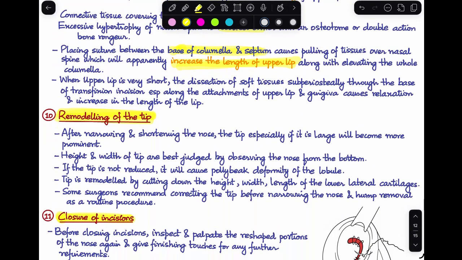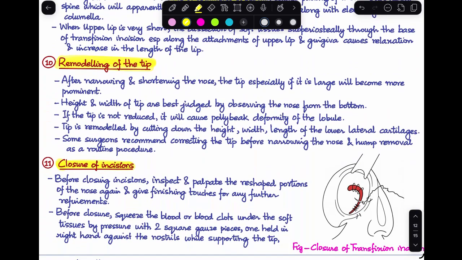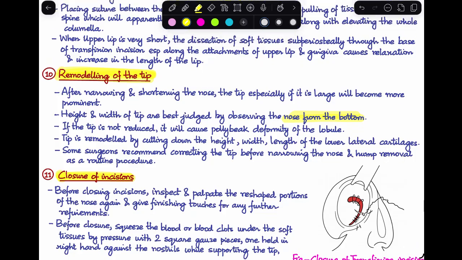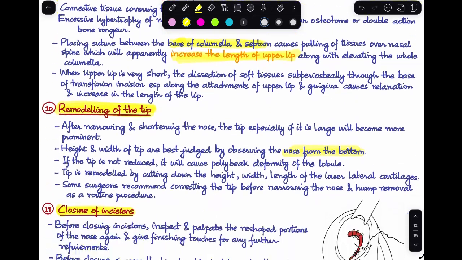Next step, lastly, is the remodeling of the tip. Now you have narrowed the nose, you have shortened the nose. If there are some minor tip deformities, they may become prominent now. The best way to look at the tip and judge the height and width of the tip would be by seeing it from the basal view, which is observing the nose from the bottom. If it needs to be reduced, you remodel it by cutting down the height, the width, the length of the lower lateral cartilages. Some surgeons even recommend cutting the tip before narrowing the nose and hump removal as a routine procedure. So that's about our last step before you close down all the incisions.